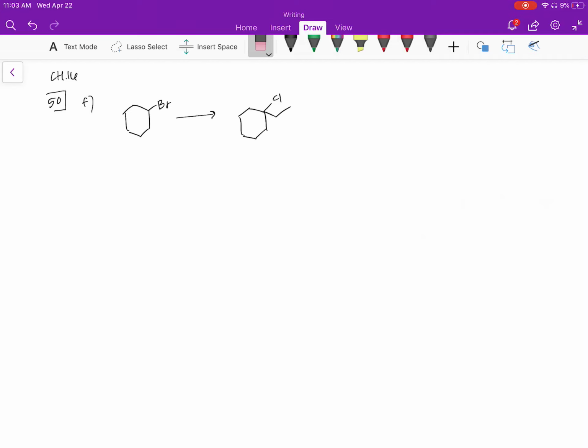All right, this is chapter 16, question 50, part F. And so once again, they're asking you to start with bromocyclohexane and get to this final product. What are the steps in between here?